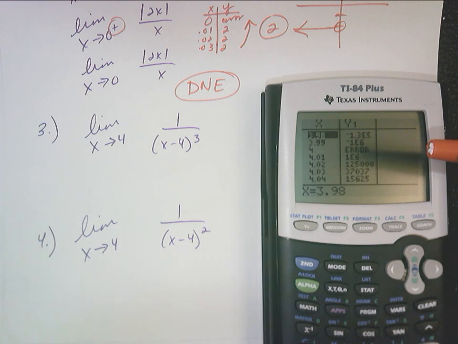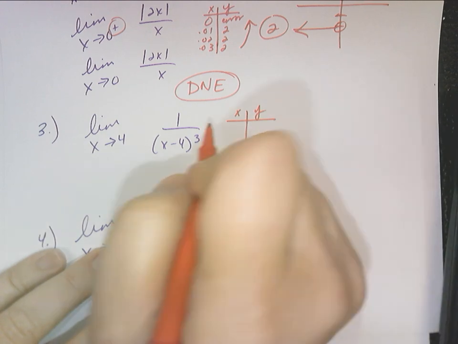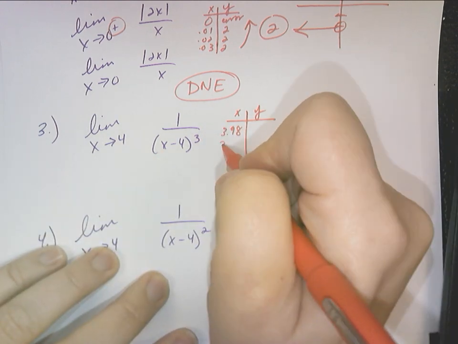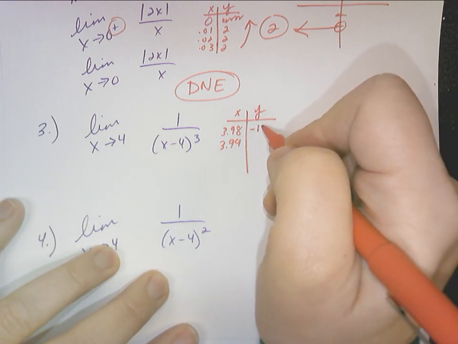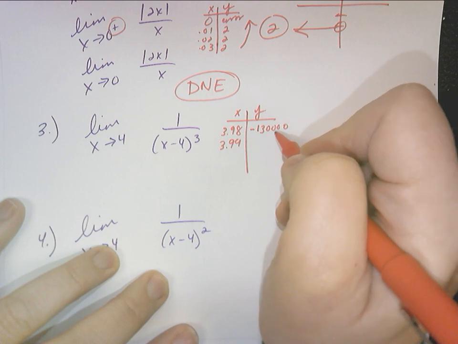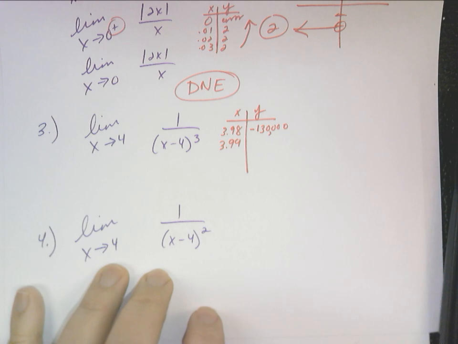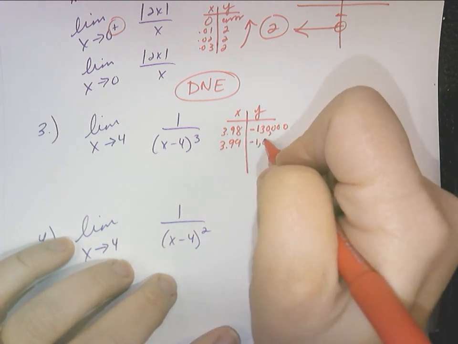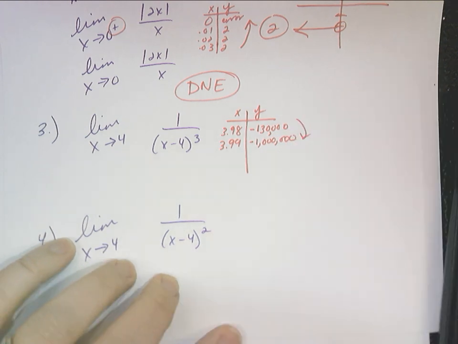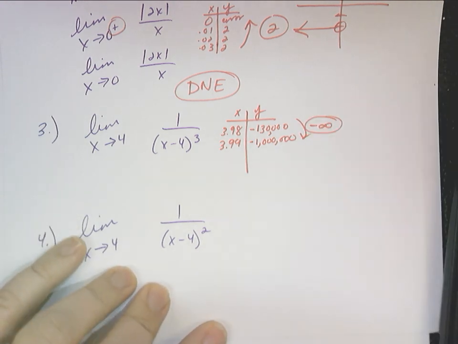So if you were to write this out in table form, at 3.98 you have negative 100, and then move it over 5 spots, 1, 2, 3, 4, 5, negative 130,000. But then at 3.99, 0.01 closer, the Y value is negative 1 million. What are those approaching? Infinity. Close. Negative infinity. These are getting very large negative.